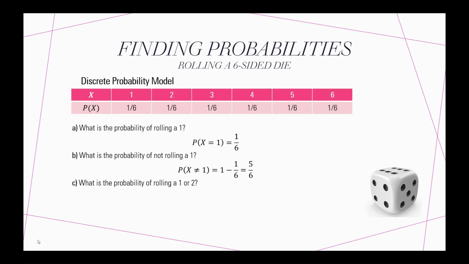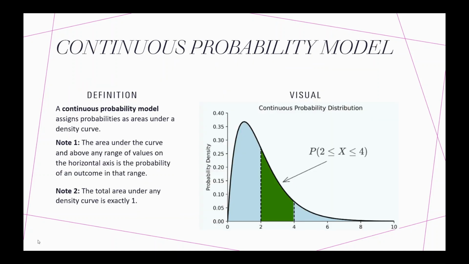And then, what is the probability of rolling a one or a two? Okay. So in this situation, all we need to do is just add those two probabilities. But you can see that every time we compute a probability, we're looking up and finding the corresponding outcomes from this discrete probability model. And then we're working with the corresponding probabilities. Okay. All right. This is going to look a little bit different in the continuous case.